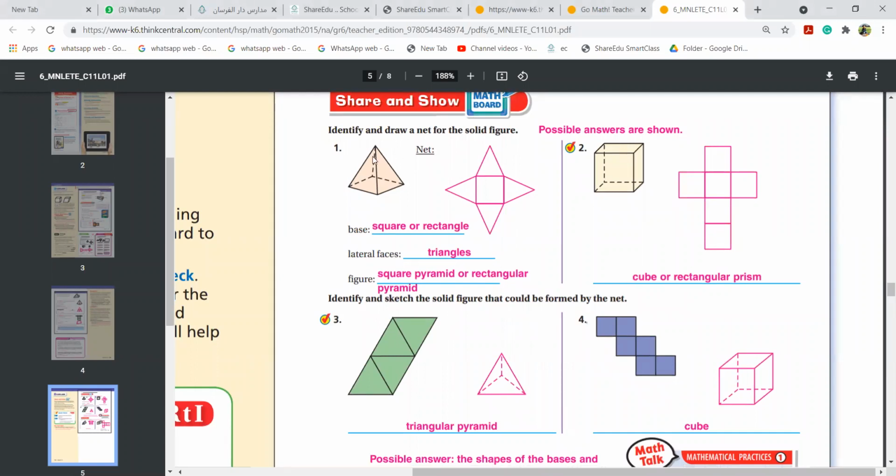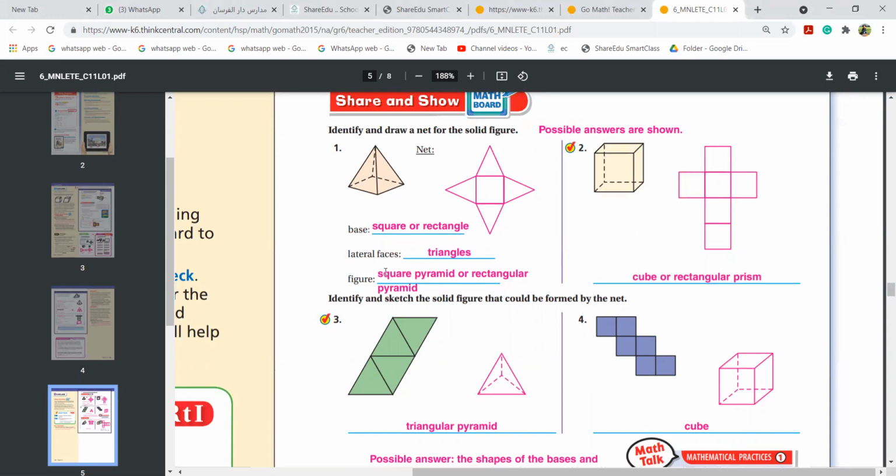Identify or draw a net figure of a solid. Now here, what do you see? A square or rectangle in the base? In the base, what do you see? It's the square. But girls, if you let the prism lie on the floor, the base can be a triangle also, right? Anyways, I'll just write base, square or rectangle. Right now, the base is square or it might be rectangle. They're not sure. The lateral faces are triangles.